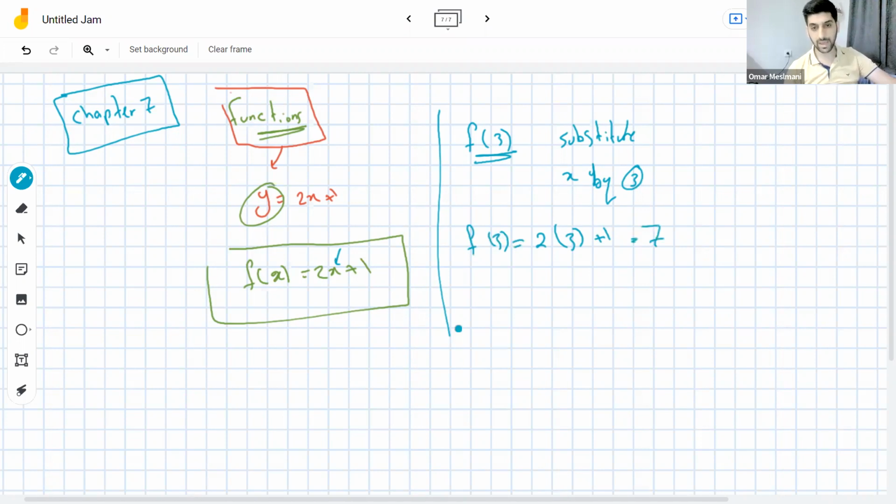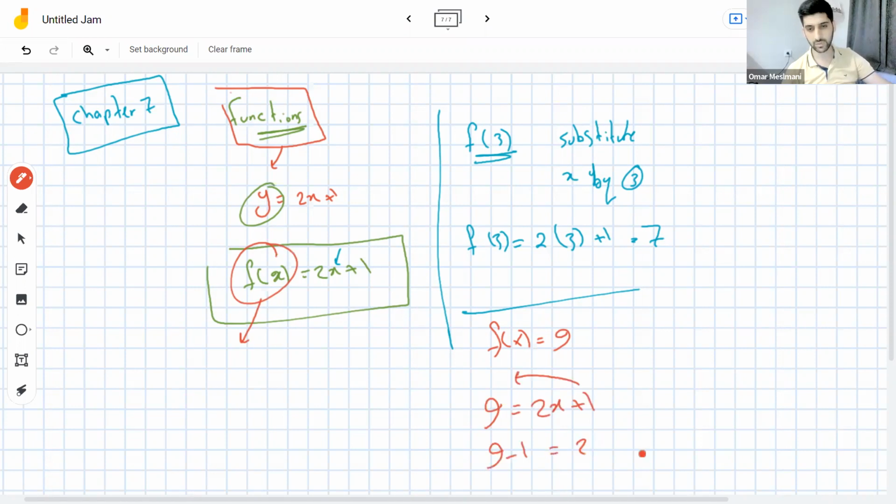All right, sometimes it's going to ask what is the value of x if you have f(x) equals, let's say, 9. Now the value of x is not 9. No, the value of f(x) is 9. Yani, you take the f(x) and put it as 9, like this: 9 equals 2x plus 1. You move the 1 to the other side, so 9 minus 1 equals 2x. It's going to be 8 equals 2x, and then x equals 4.